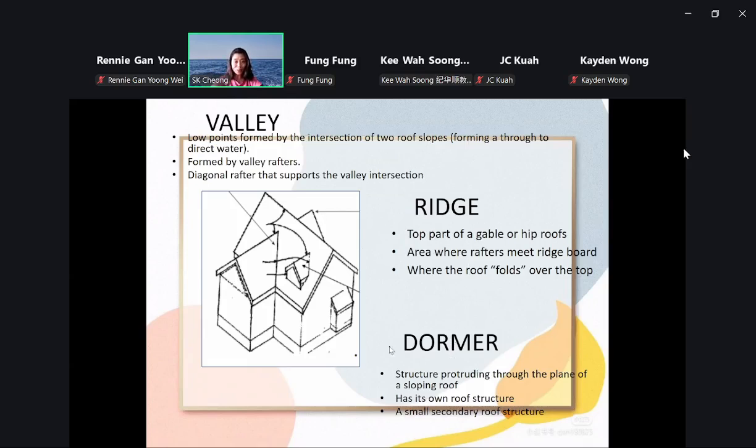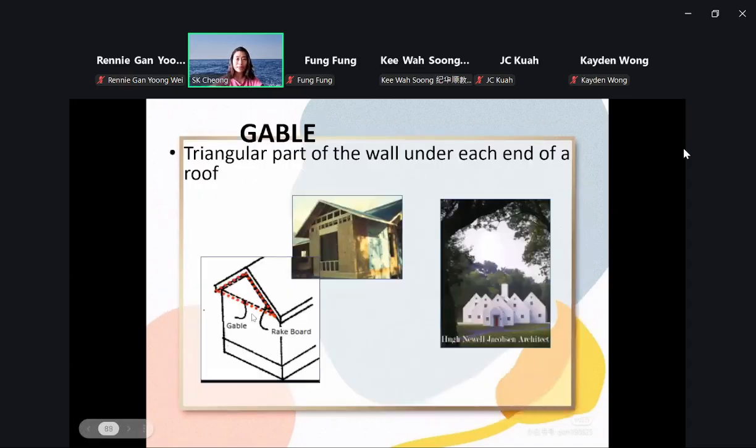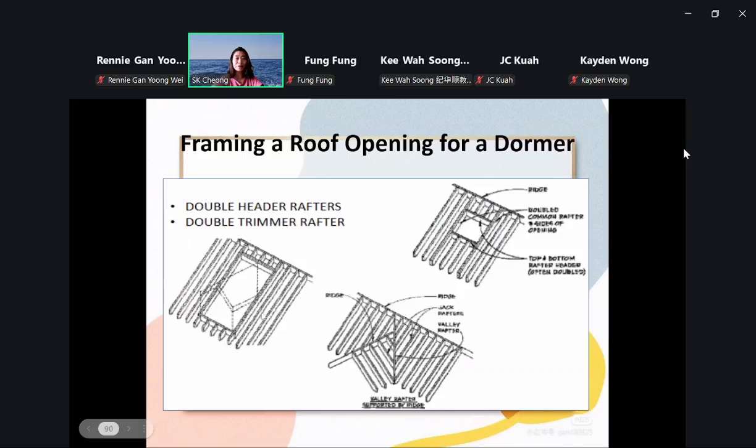Dormer. Dormer is over here. It is a structure protruding through the plane of a sloping roof. It's a very small roof, a small secondary roof structure, a small roof on top of a big roof. So it's called a dormer. Valley, remember, and ridge. And gable. So this is framing a roof opening for a dormer.